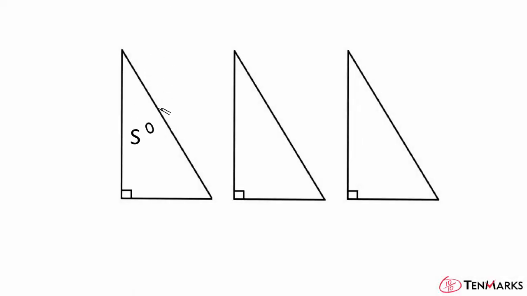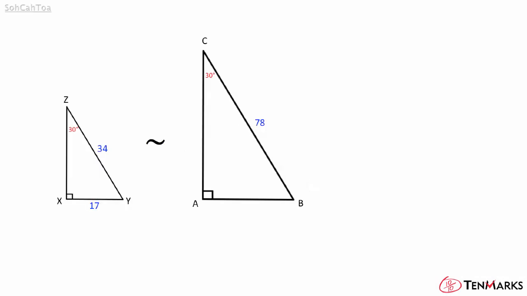This video will introduce you to the trigonometric ratios for right triangles and the phrase Soh Cah Toa. If you were given the following similar triangles, could you find the length of AB? You could by using proportions.